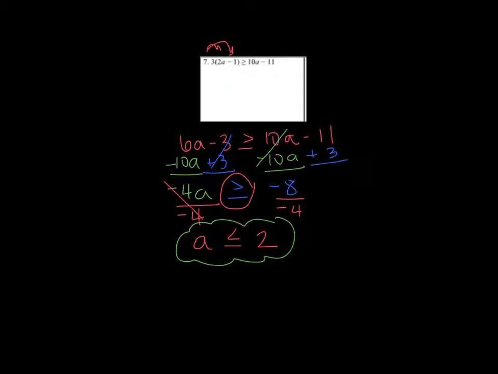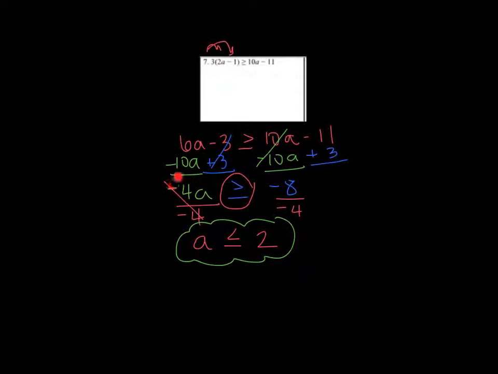Okay, so this problem reviewed a couple of things. So the first thing it reviewed is that distribution. So hopefully you multiplied 3 times 2a and got 6a, and 3 times negative 1 is negative 3. Then I just brought down my symbol, brought down the stuff on the right. Since I want to end up with my variable on the left, I decided to move 10a to the other side by subtracting, because that's the opposite. Those cancel, and 6a minus 10a is negative 4a.